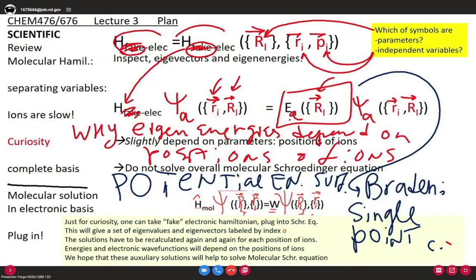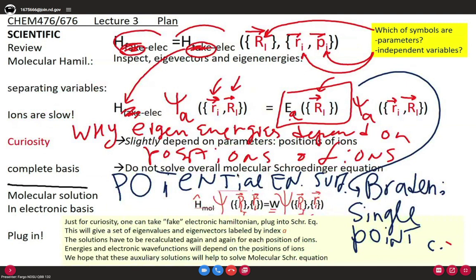By the way, who never heard the word potential energy surface? Okay, who has heard it more than once? Potential energy surface. In fact, it is this stuff.